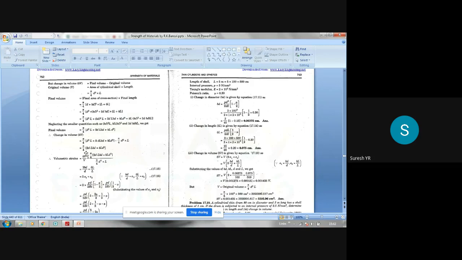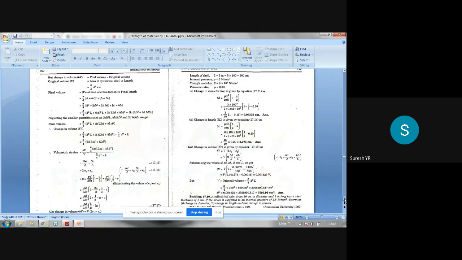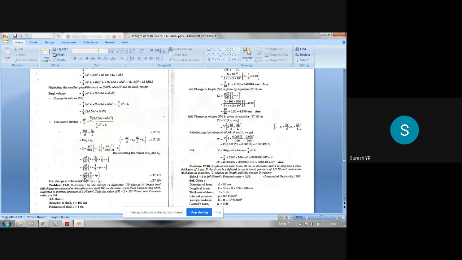After substituting and simplifying, you are going to get the expression for delta V by V, which is equal to the volumetric strain epsilon V. You can call it epsilon V. It is PD by 2ET into (5/2 minus 2 mu). So this formula also you have to remember for doing problems.